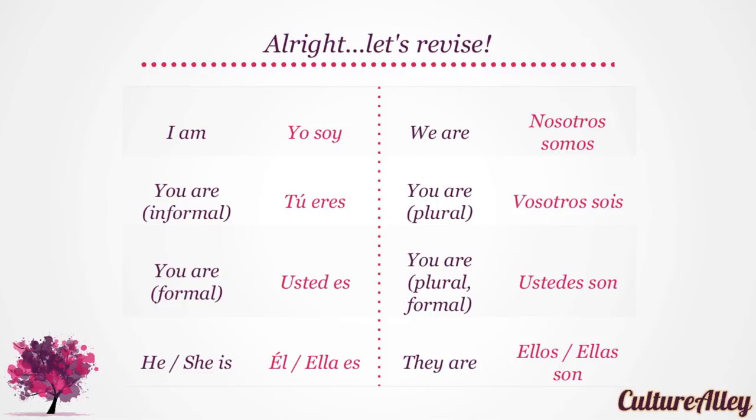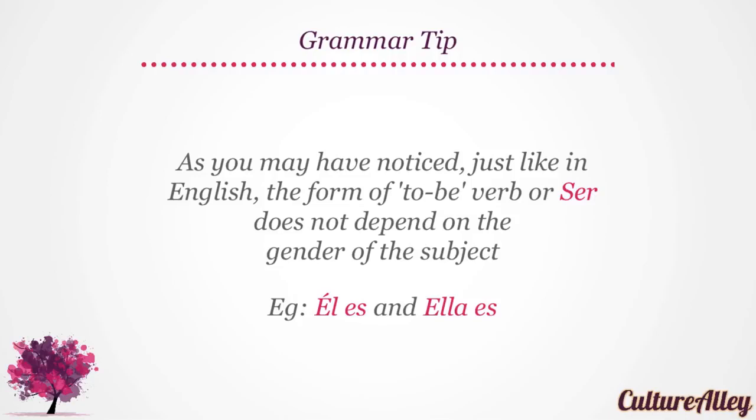Formally, you are translates to usted es. And its plural form translates to ustedes son. He is or she is translates to él es or ella es. And they are becomes ellos son or ellas son. Great! As you may have noticed, just like in English, the form of to be verb or ser does not depend on the gender of the subject.